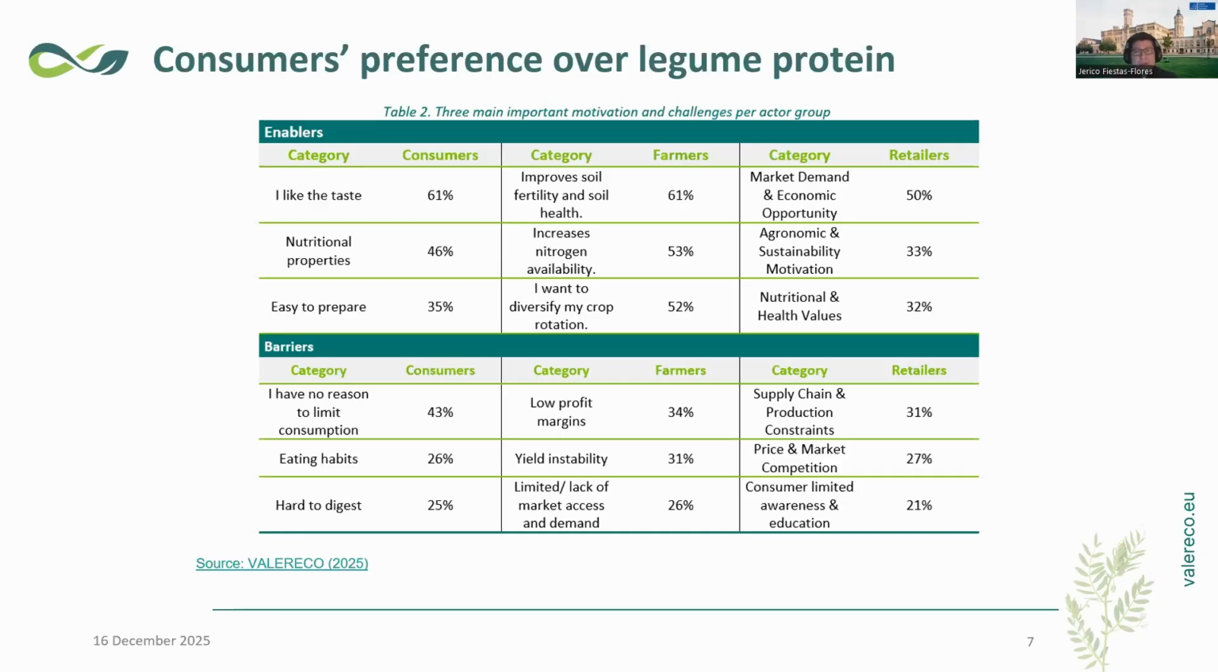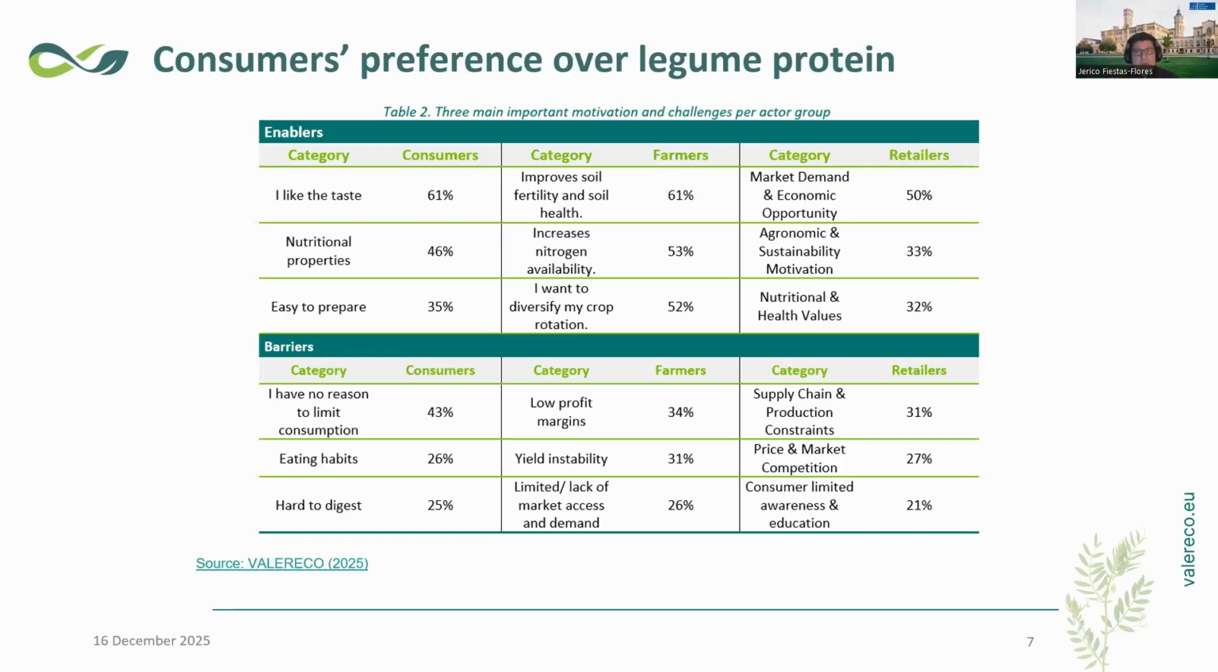But we can see also that farmers face low profit margins, yield instability, and lack of access to markets, which is one of the main factors that limit their adoption in the future. And retailers consider that supply chains and production constraints, as well as price and market competition, hinder them from adopting more legumes in the future, or at least in their establishments.